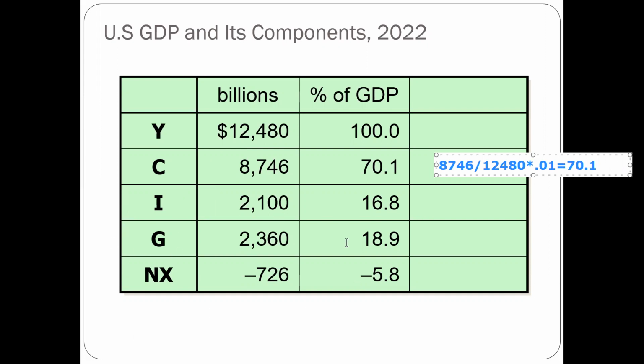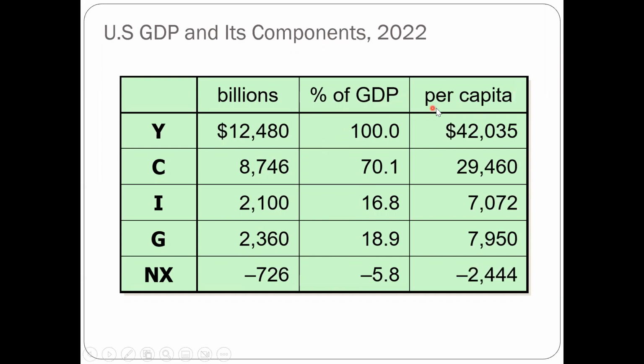Government spending is 18.9%, and net exports are negative. In this case, that means we have imports that are more than exports. We have a deficit. And most countries have a deficit in the net exports or in the balance of payments. We talk about the BOP, or balance of payments, ميزان المدفوعات.